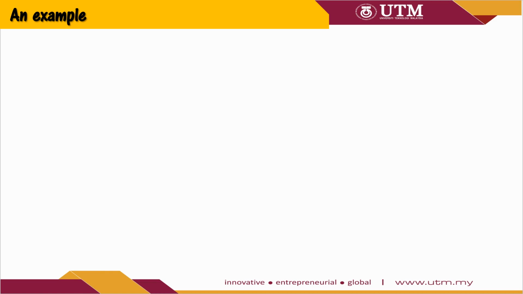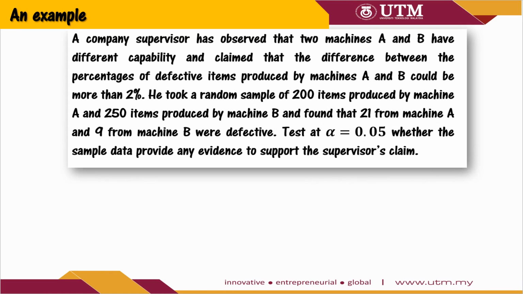Please look at this example. For the first illustration, a company supervisor has observed that two machines A and B have different capability and claimed that the difference between the percentages of defective items produced by machines A and B could be more than 2%.